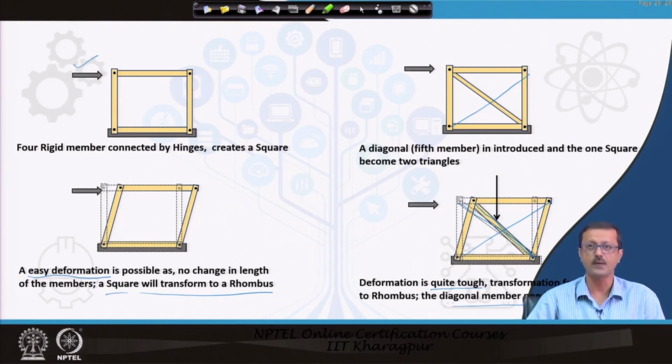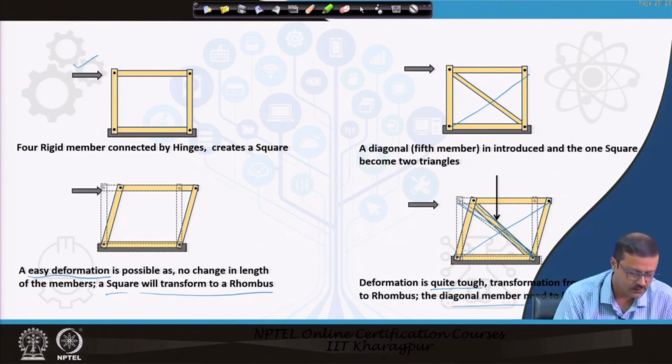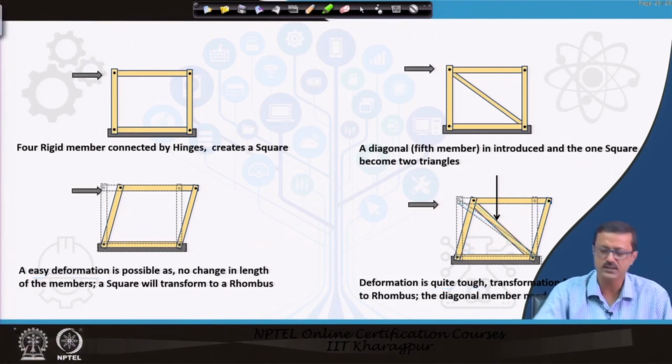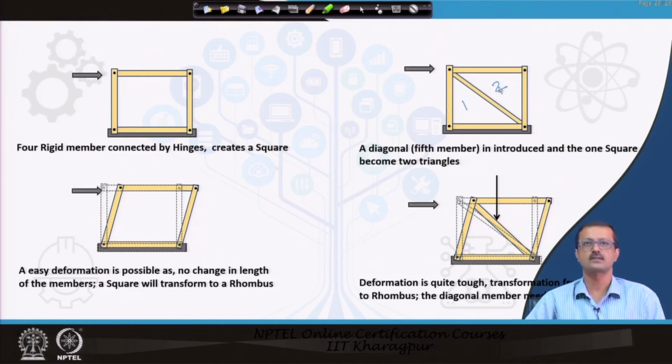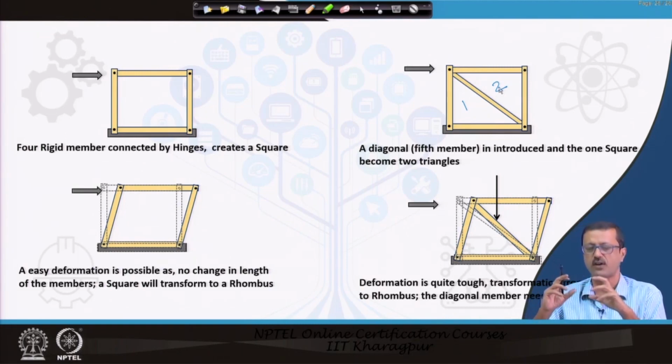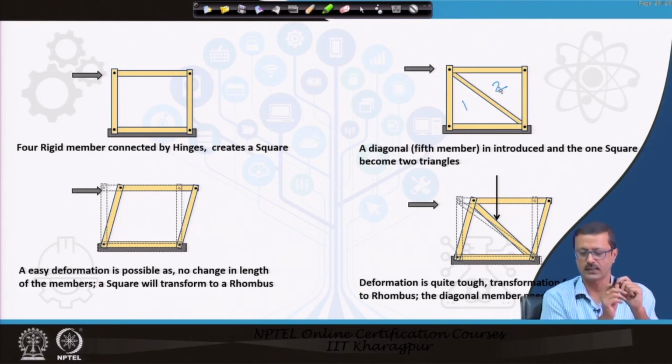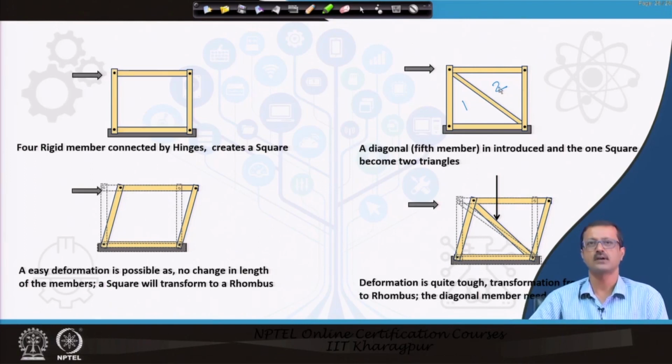What happened here is that because of the introduction of the fifth member, the whole system is divided into two triangles, and you cannot change or deform one edge of a triangle very easily, because to deform it, at least one side of the triangle has to either compress or elongate, and that is going to be tough. That is why triangulation is very stable.